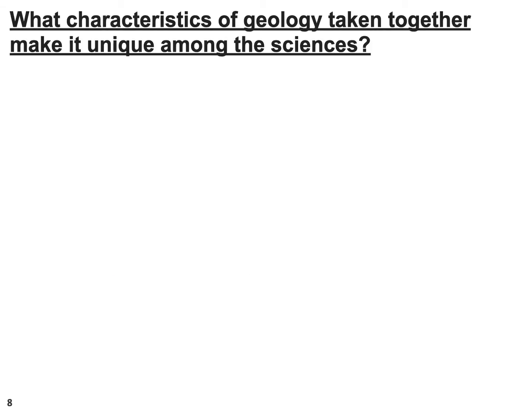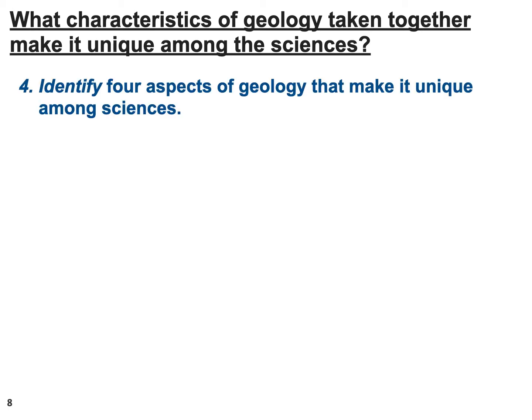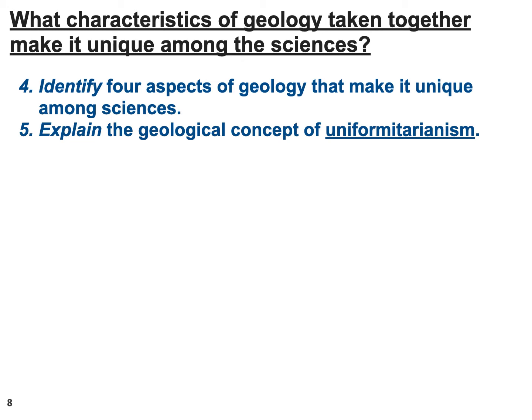Geology has aspects that make it unique among all the sciences. We'll discuss 4 major aspects that make it unique, and also an important type of reasoning used in geology called uniformitarianism. Kind of sounds like a religion or some sort of fringe belief, but it's actually not. It's a big part of how geology works.